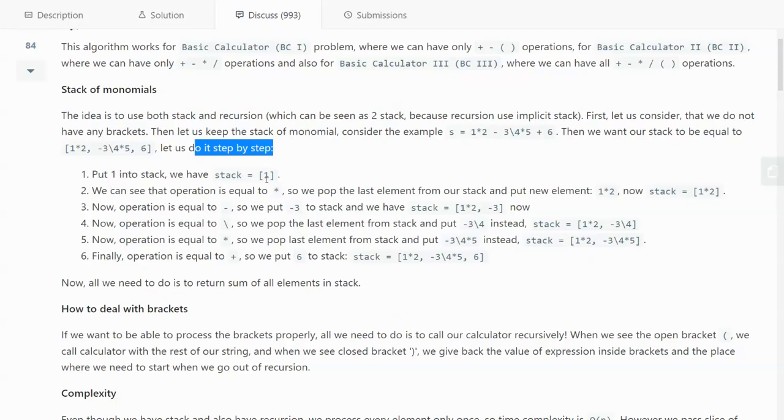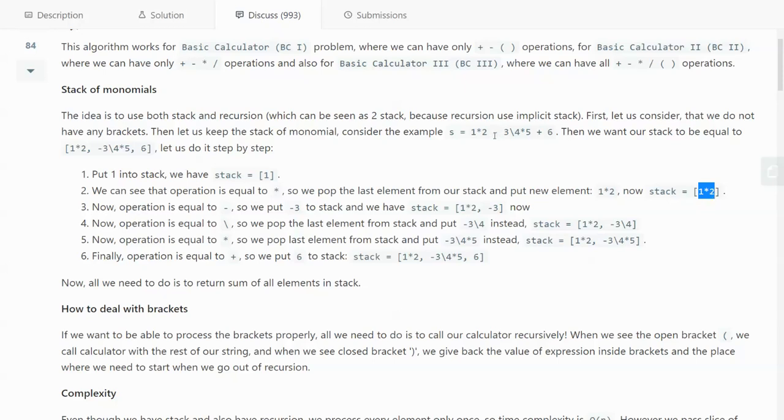So we put 1 into the stack. The stack currently has a 1 as a number. Secondly, when we scan through, the next one is going to be a times operation. Here we pop off the last element and multiply it by the new element, which is 2. Now the stack has 1 times 2 as a single number.